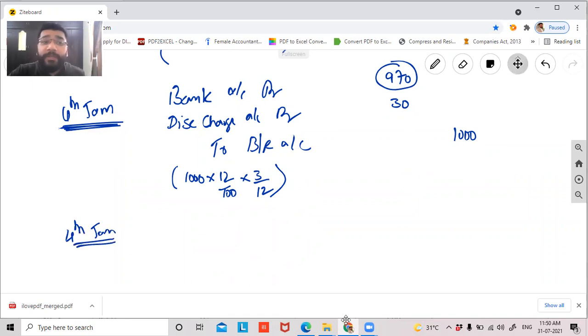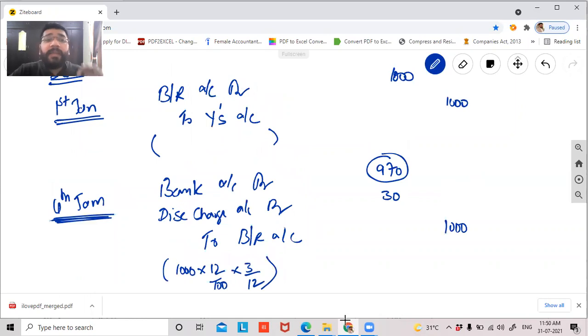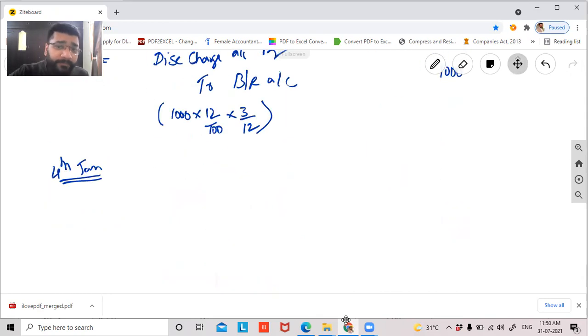Guys, when you've paid money to Y, can I say that to the extent of the money paid to Y, the liability is settled? That is, X is owing 1,000 rupees to Y. On the 4th of Jan, he has given a part of the amount. So can I say to that extent I need to close the account of Y? So to close the liability, guys, can I say I need to give a debit? Can I say Y's account debit?